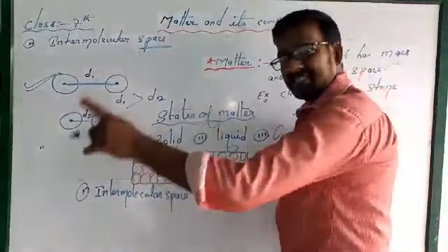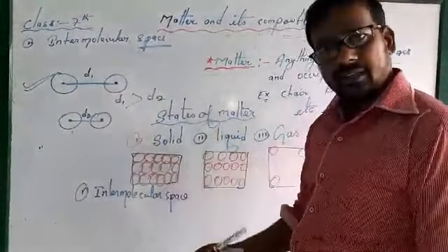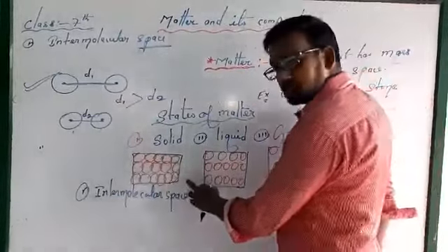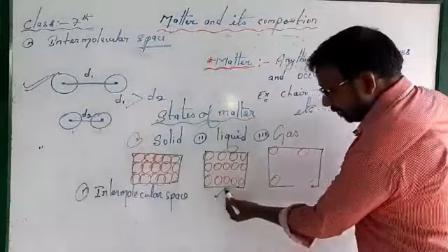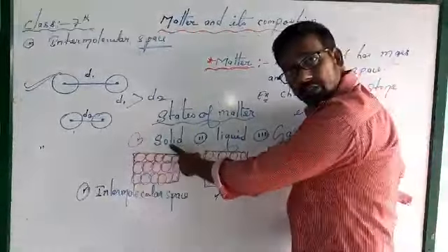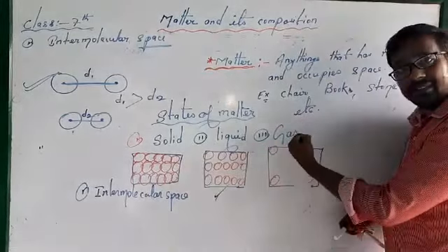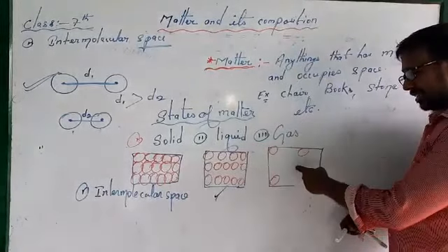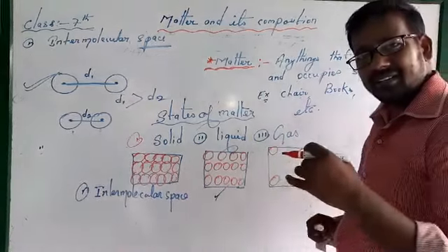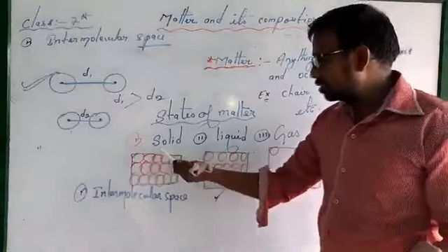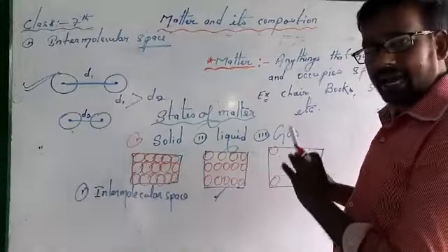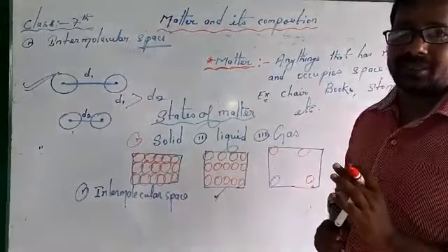Solid has the least, from the picture it is very clear, because molecules are closely packed. Least intermolecular space. In the case of liquid, it has more intermolecular space than solid, but less than gas. And in the case of gas, it has the highest intermolecular space, more than solid and liquid. Means gas has the highest intermolecular space.